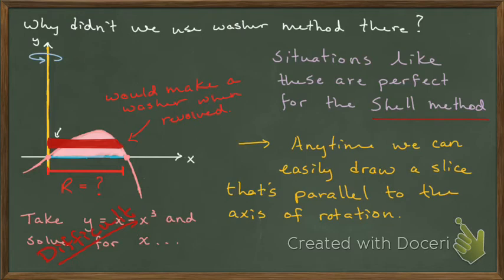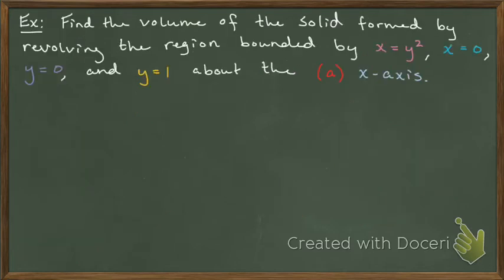Let's do an example or two here. Find the volume of the solid formed by revolving the region bounded by x equals y squared. So I've got x as a function of y here. x equals 0, y equals 0, that's the x and y axis again, and y equals 1. Here I've got part A, that's what that A in red is. Part A, I'm going to revolve about the x-axis.